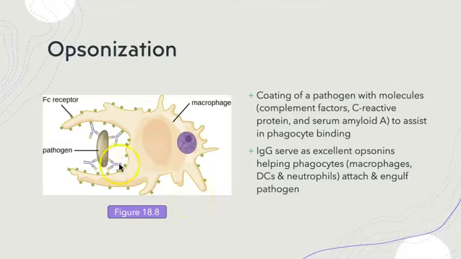And it allows that phagocyte to bind and ingest or engulf that pathogen so that it can go through the process of phagocytosis. The phagocytes that are able to do this are our macrophages, dendritic cells, and our neutrophils that have the receptors on their surfaces that recognize that Fc portion of, let's say, our IgG antibodies and can attach and engulf that pathogen.